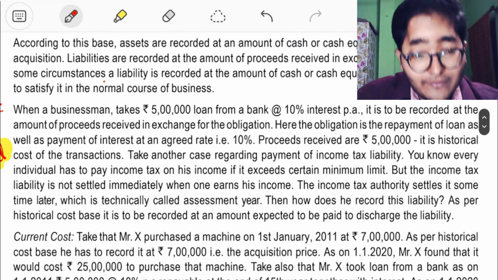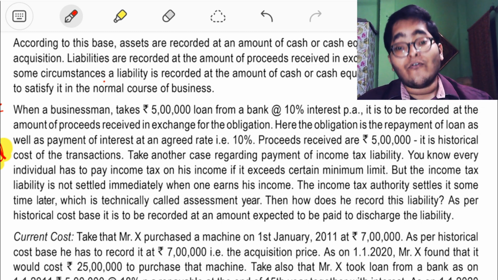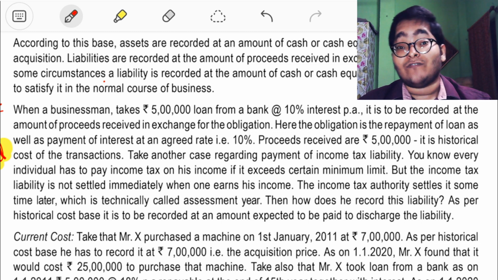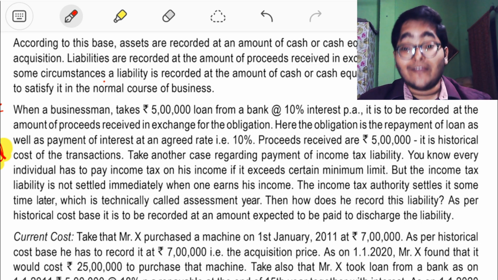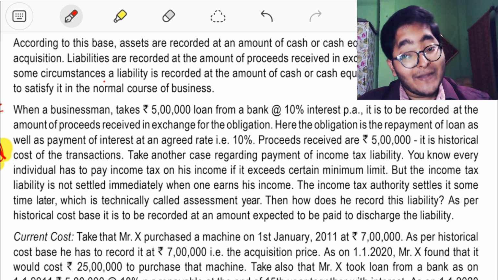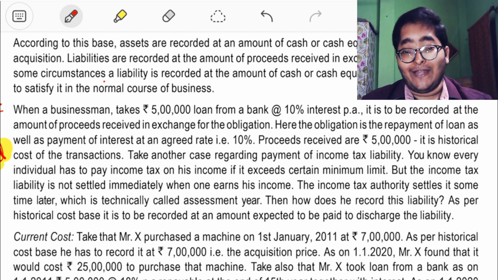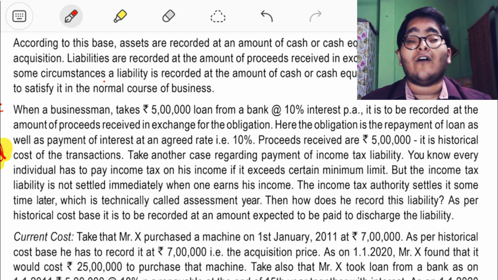So let us repeat again. When a businessman takes rupees 5 lakh loan from a bank at 10% interest per annum, it is recorded at an amount of proceeds received in exchange of the obligation. What is the proceeds received? It is rupees 5 lakh. Here the obligation is the repayment of loan as well as the payment of interest at an agreed rate, that is 10%. Proceeds received is rupees 5 lakh. It is the historical cost of that transaction.